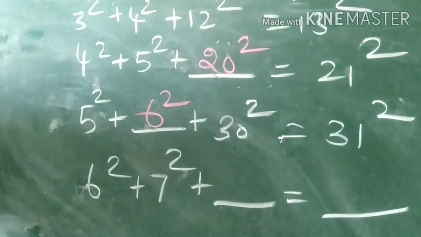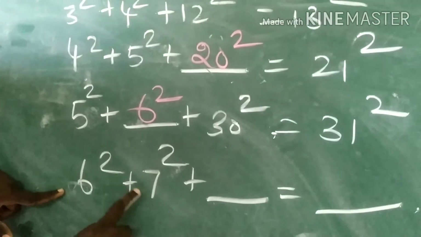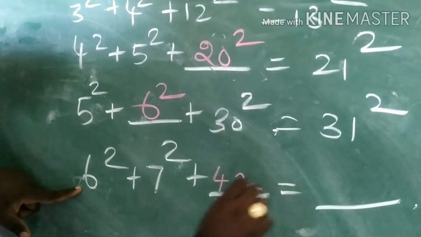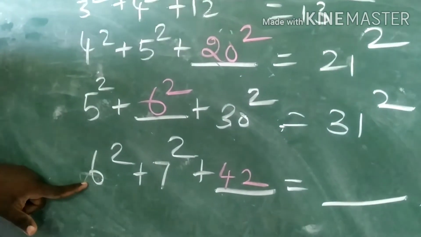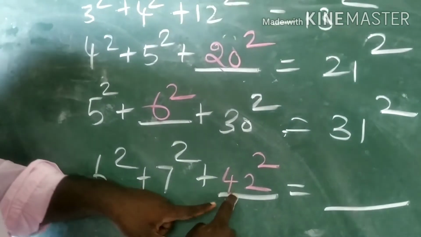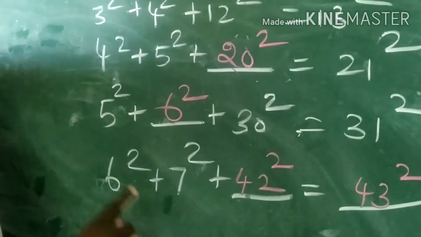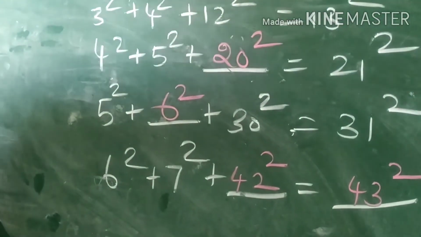Afterwards, 6 square and 7 square are given. We multiply 6 into 7, which is equal to 42. Adding 1 to this result, we get the final answer: 43 square. Is it clear now? Okay. Yes, question number 7.